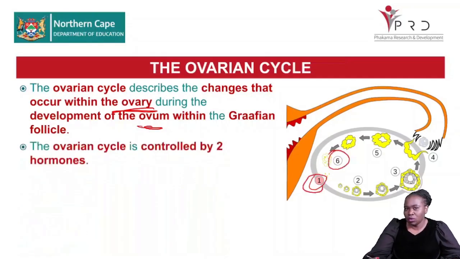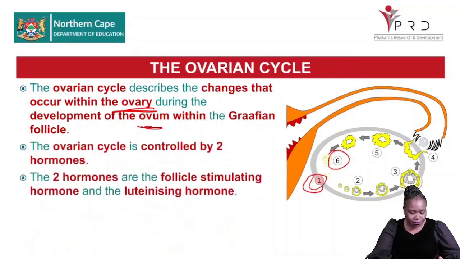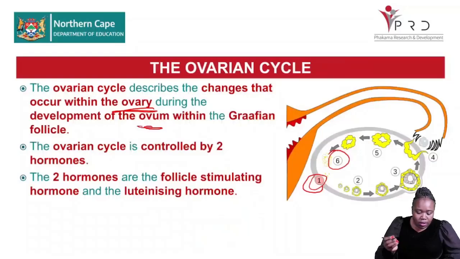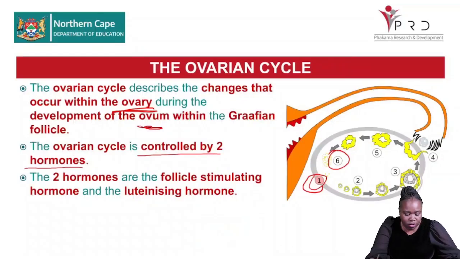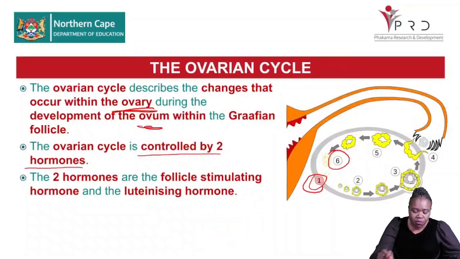Remember, we were just looking at ovulation, I mean, not ovulation, but oogenesis. So we're going to look at what happens when the ovum is being produced, until this ovum is actually available to be fertilized by the sperm cell. Right. So the ovarian cycle is controlled by 2 hormones. Those hormones are the follicle stimulating hormone, which we also refer to as FSH, and the luteinizing hormone.